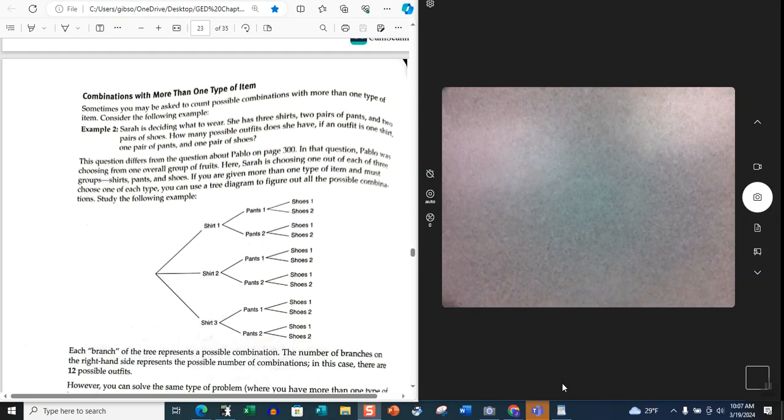Hello, class. We're about to finish up the rest of lesson 8. It says combinations with more than one type of item. Sometimes you may be asked to count possible combinations with more than one type of item.